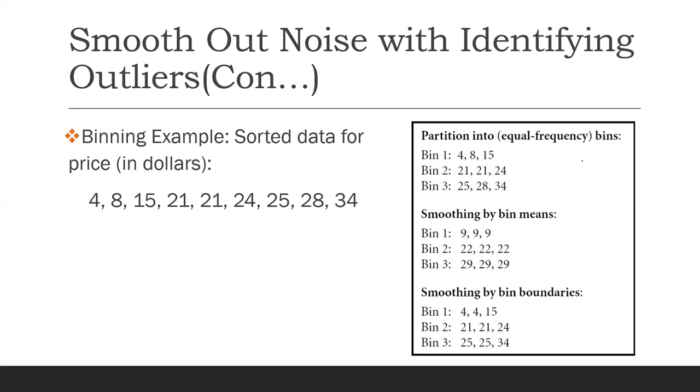Okay, now I will tell you how we can do the binning techniques, right? There are two types of binning techniques: smoothing by bin mean value and smoothing based on bin boundaries.